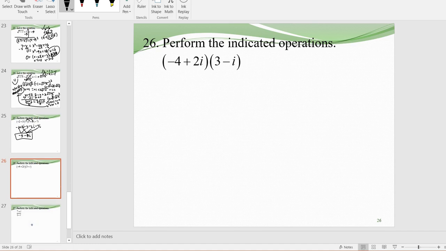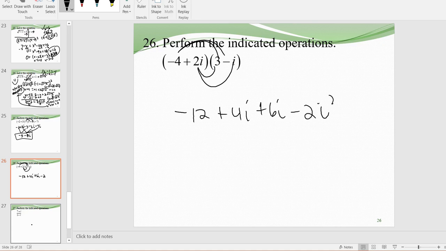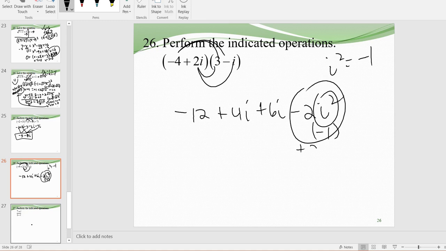We can add them, we can subtract them, we can distribute them. Negative 4 times 3 is negative 12, plus 4i, plus 6i, minus 2i squared. You need to catch that i squared can be simplified. i squared is the same thing as negative 1. So negative 2 times negative 1, this whole thing becomes a plus 2. So I really have negative 12 plus 10i plus 2 at the end, or negative 10 plus 10i.